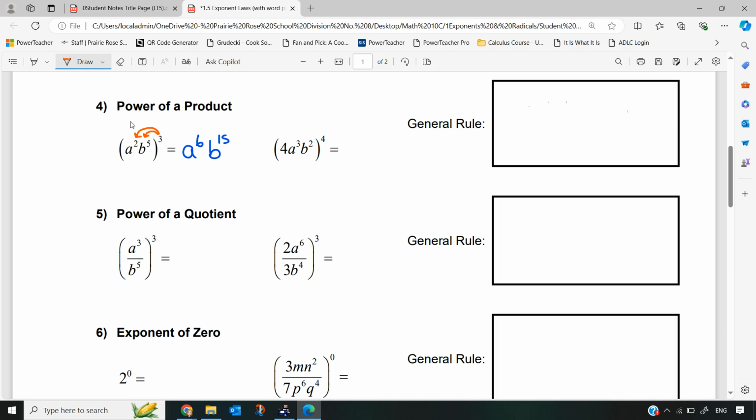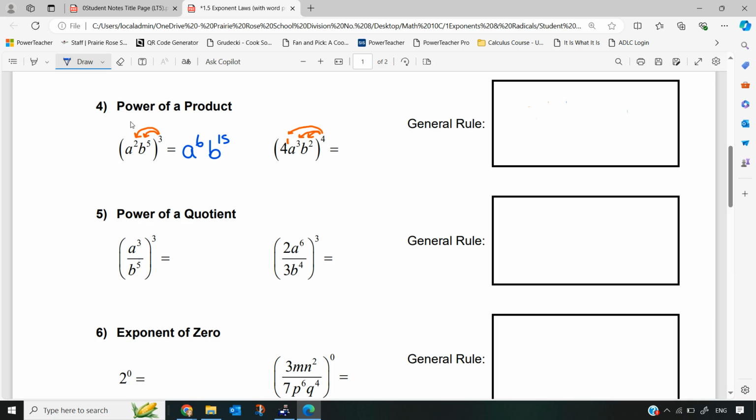Now, when we start introducing numbers, sometimes it gets a little bit tricky because we just want to go 4 times 4. But if you remember, numbers also have an exponent. If I have 4, that means 4 to the 1. So I'm still distributing that exponent. 4 to the 1 raised to the 4th power. A cubed raised to the 4th power. B squared raised to the 4th power.